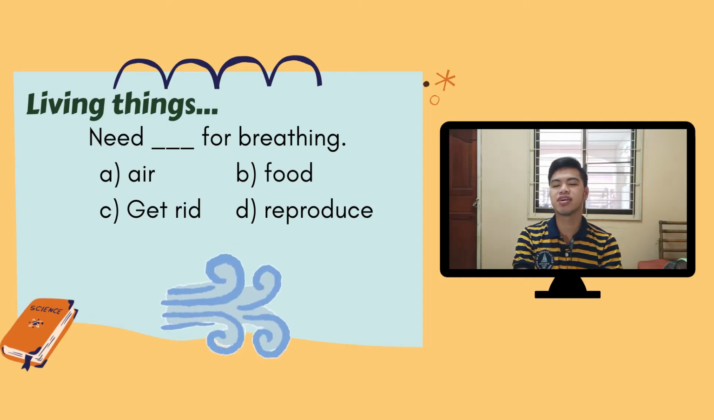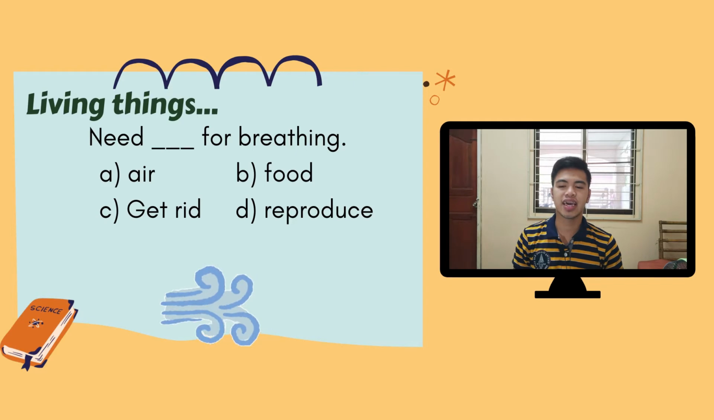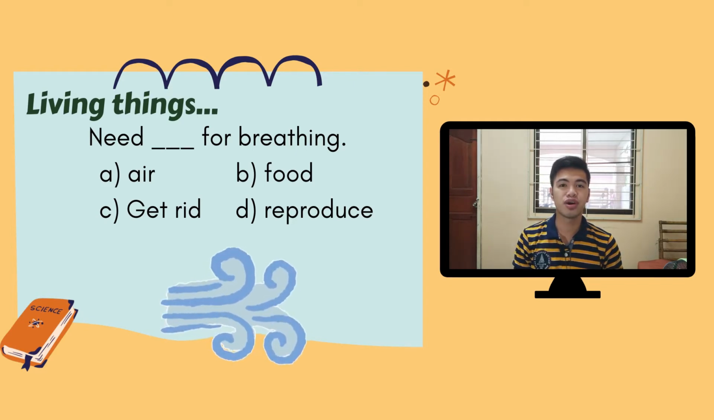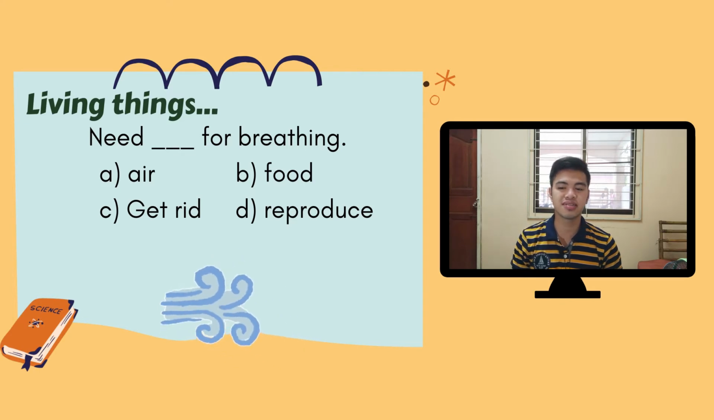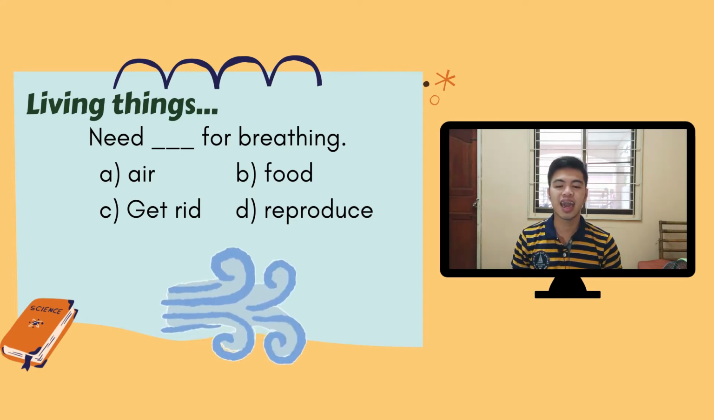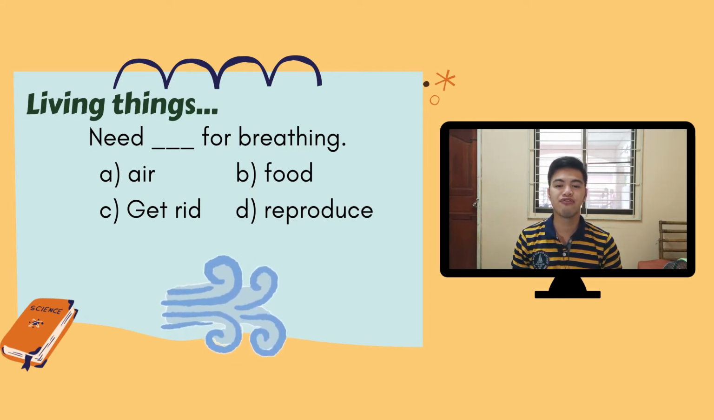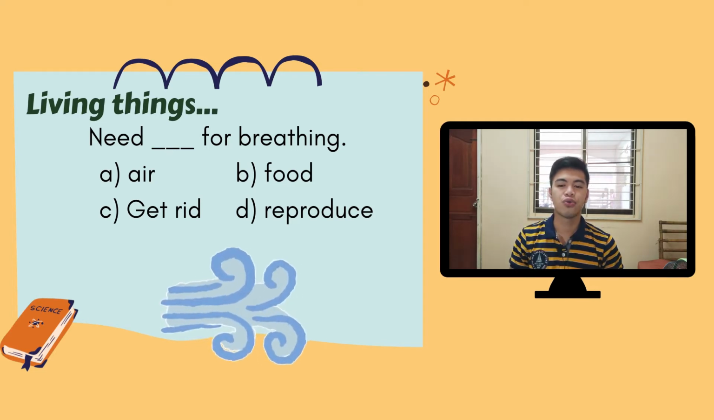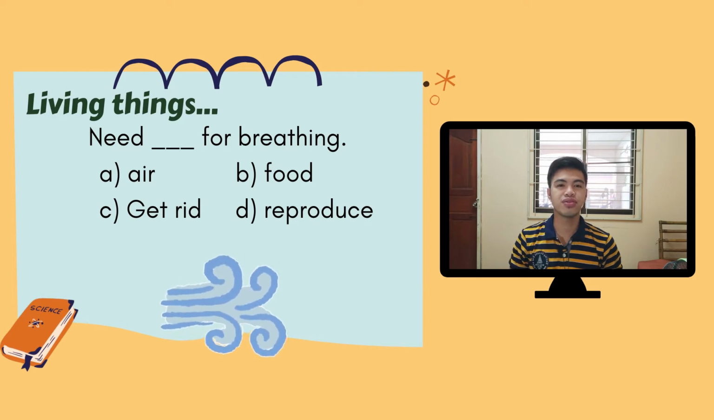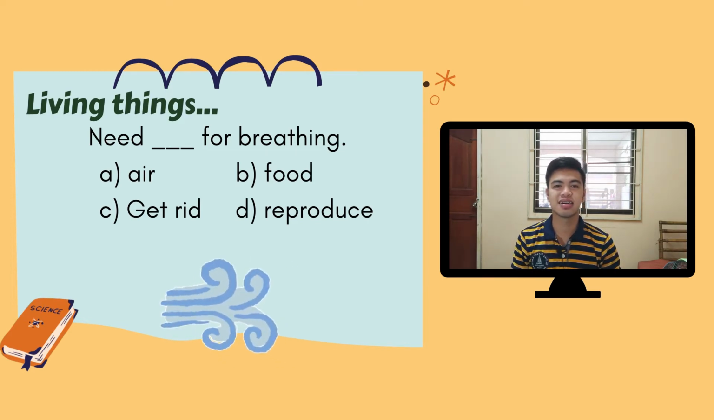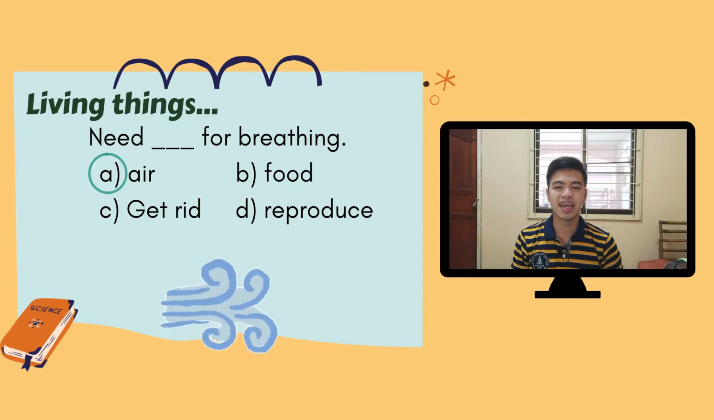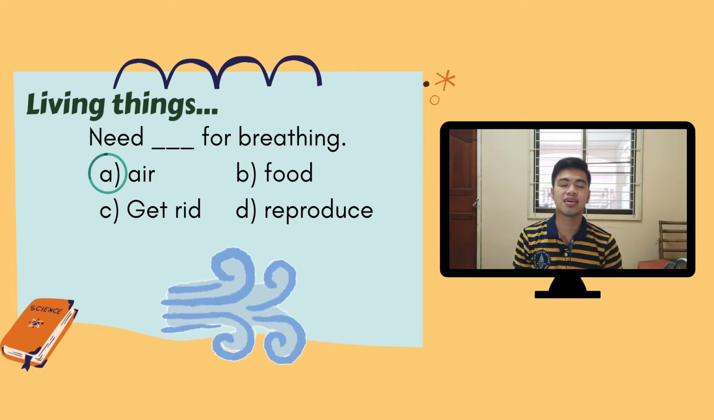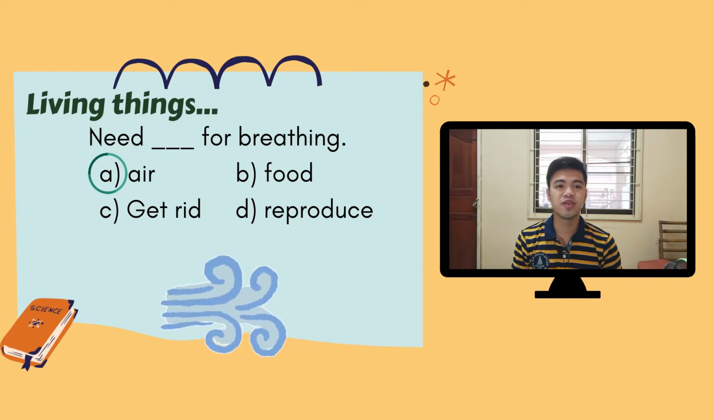Okay, here we have the first question. Living things need blank for breathing. So what do living things need in order to breathe? Is it A, air, B, food, C, get rid, or D, reproduce? What do you think is the correct answer? Very good. The correct answer is letter A, air. Living things need air for breathing.